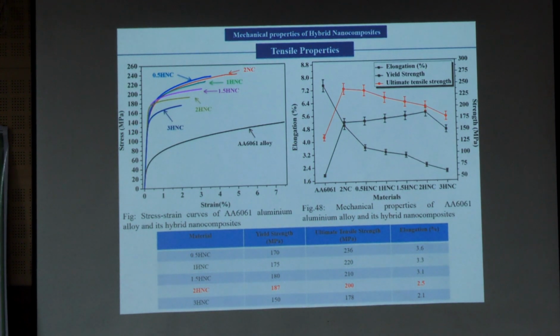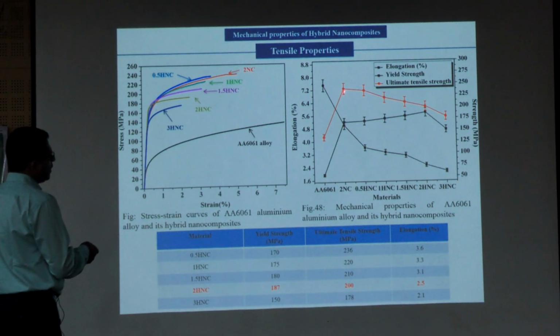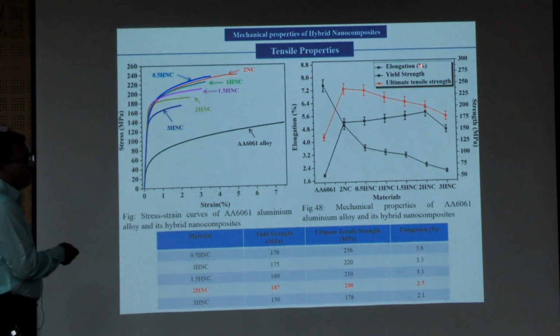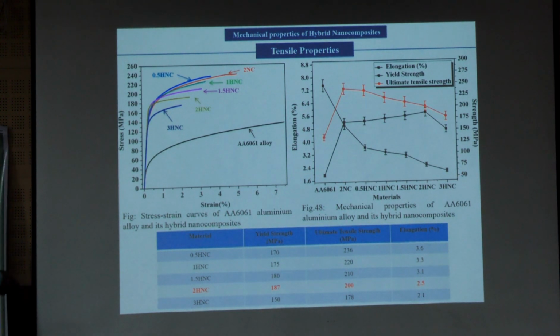If you see the ultimate tensile strength, it initially increased from the matrix to the 2% nanocomposite, and then in the hybrid nanocomposite it is slowly reducing, and this is the yield strength, and this is the percentage of elongation, right?